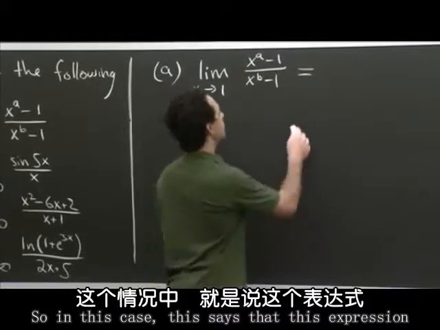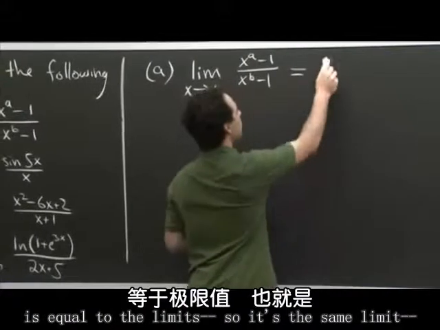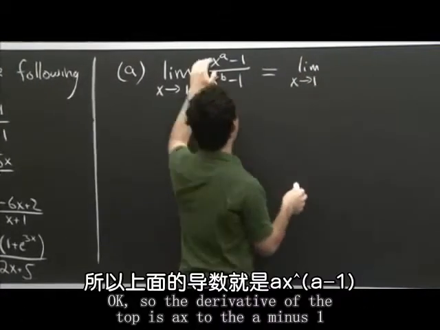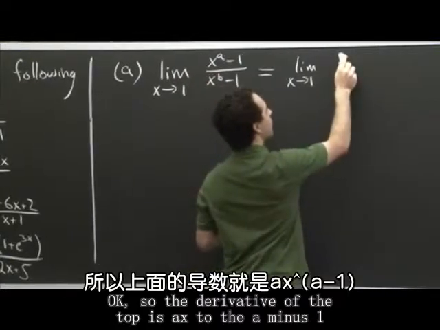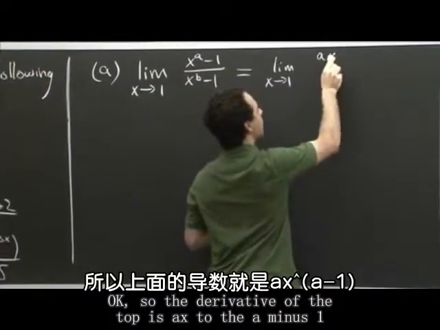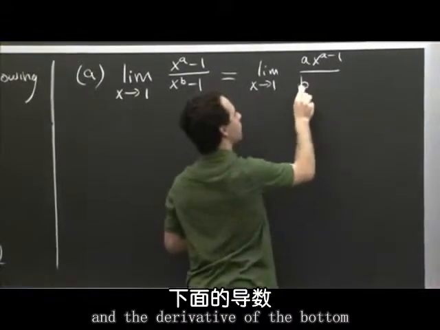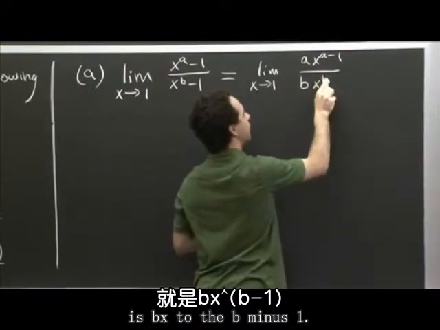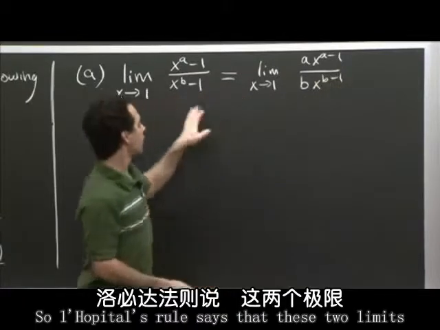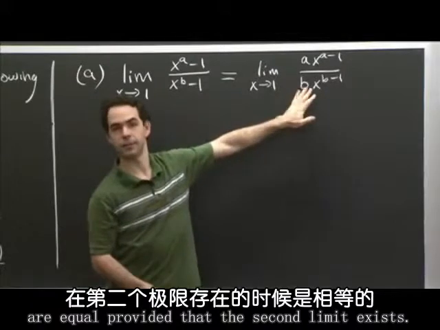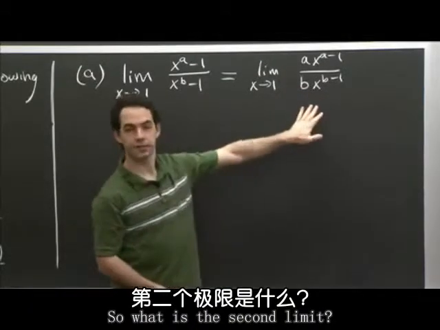So in this case, this expression is equal to the same limit as x goes to 1 of, OK, so the derivative of the top is a x to the a minus 1, and the derivative of the bottom is b x to the b minus 1. So L'Hopital's rule says that these 2 limits are equal provided that the second limit exists. So what is the second limit?